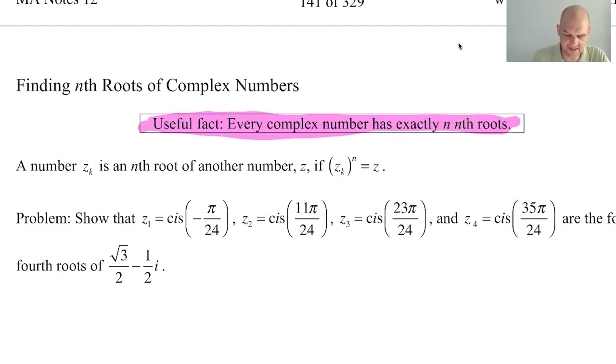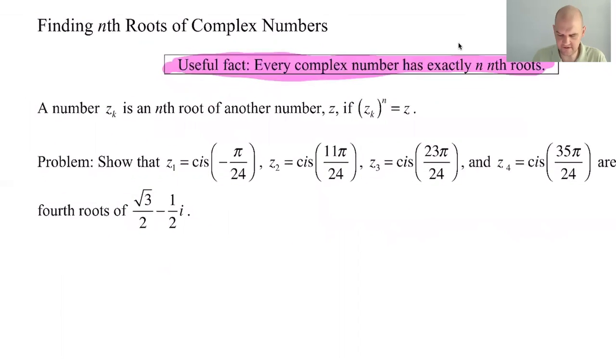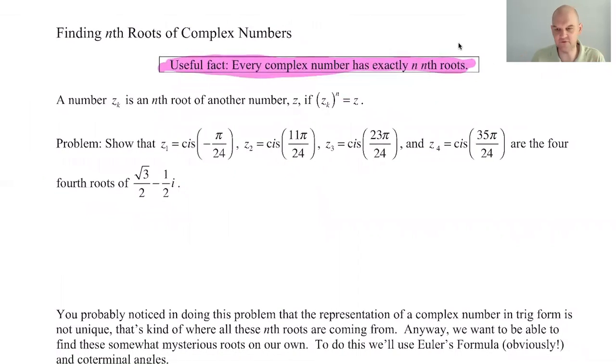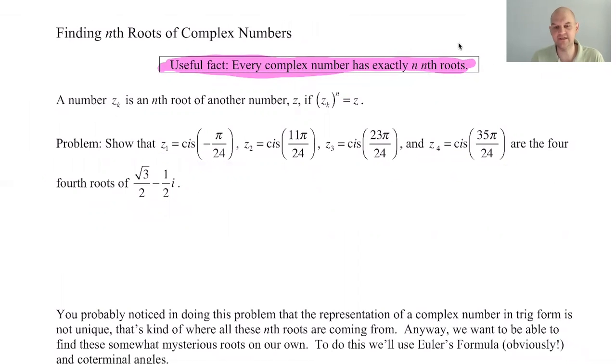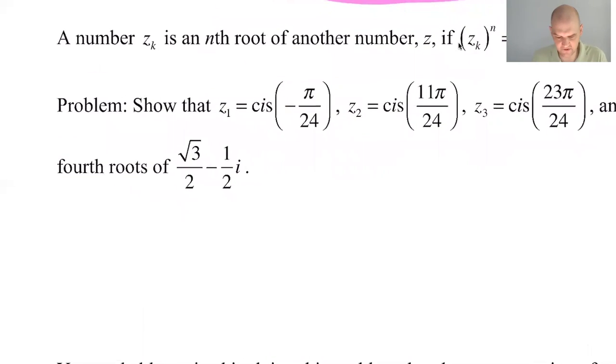So z sub k here is an nth root of another number z if z sub k to the n is equal to z. This can be a weird thing when you first encounter it. So here I've given you the 4 4th roots of radical 3 over 2 minus 1/2 i. We want to show that they're the 4th roots. So to do that, I'm going to raise them to the 4th power.